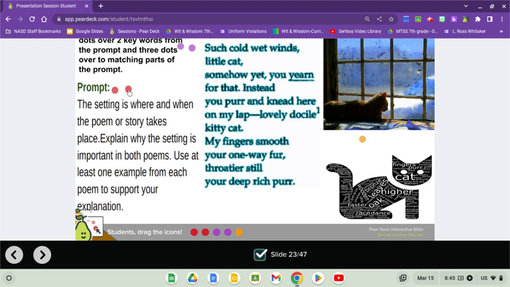First things first, please place your two red dots by the two most important words in the prompt. Please do so now. Next, please place these two purple dots next to the parts of the poem you believe help to answer that prompt.